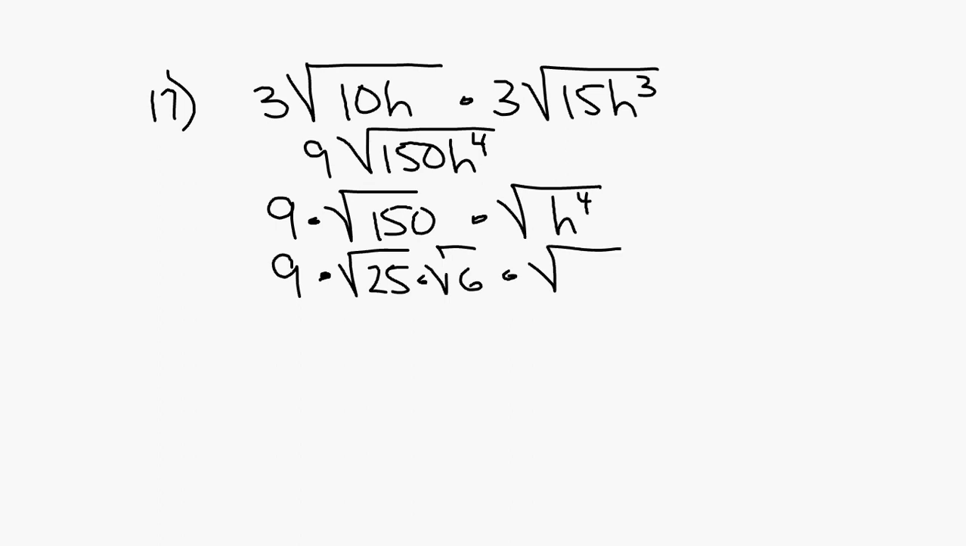Simplify your perfect squares. The square root of 25 is 5, and the square root of h to the 4th is h squared. So now your values outside the radical. You got 9 times 5 times h squared, which is 45 h squared. And under the radical, you've got the square root of 6.